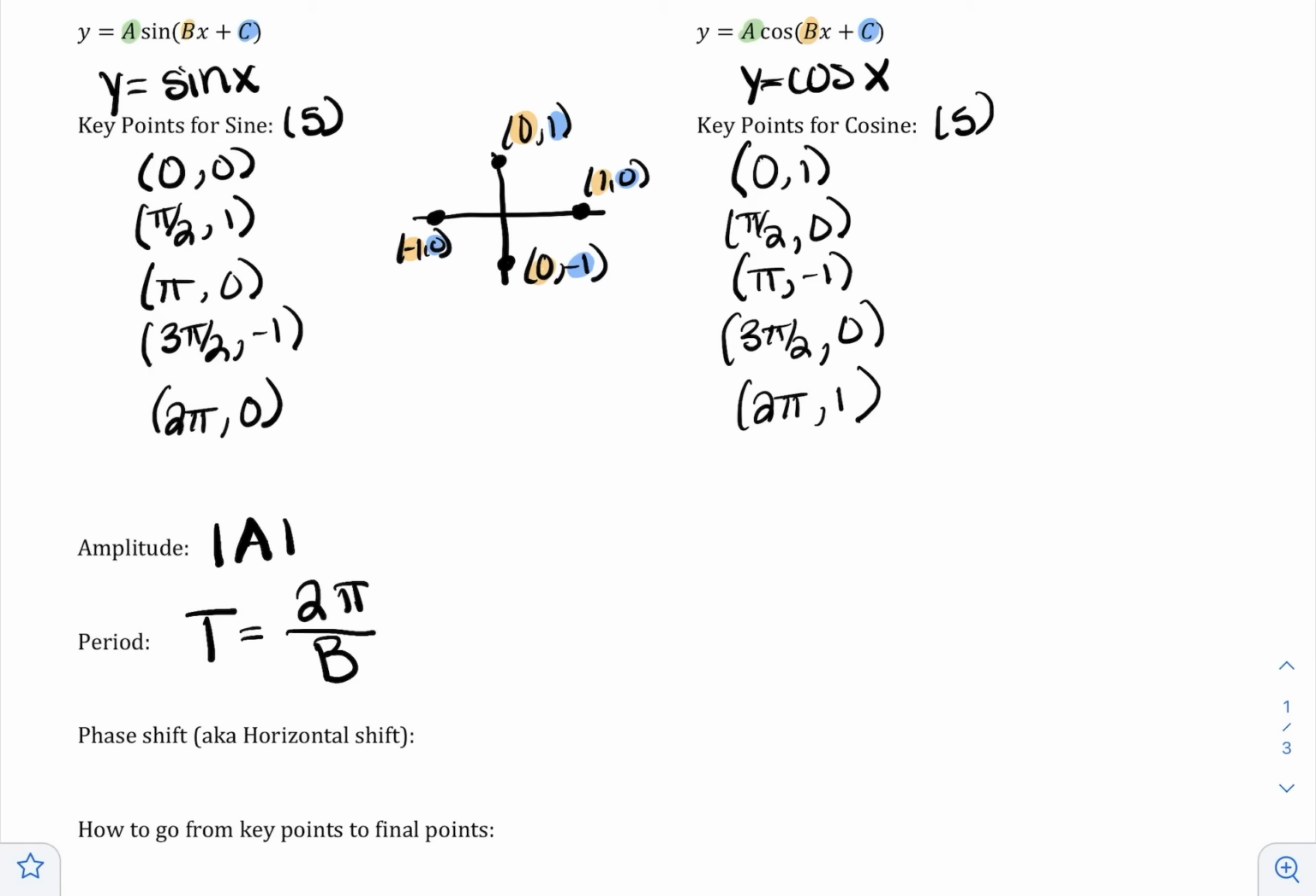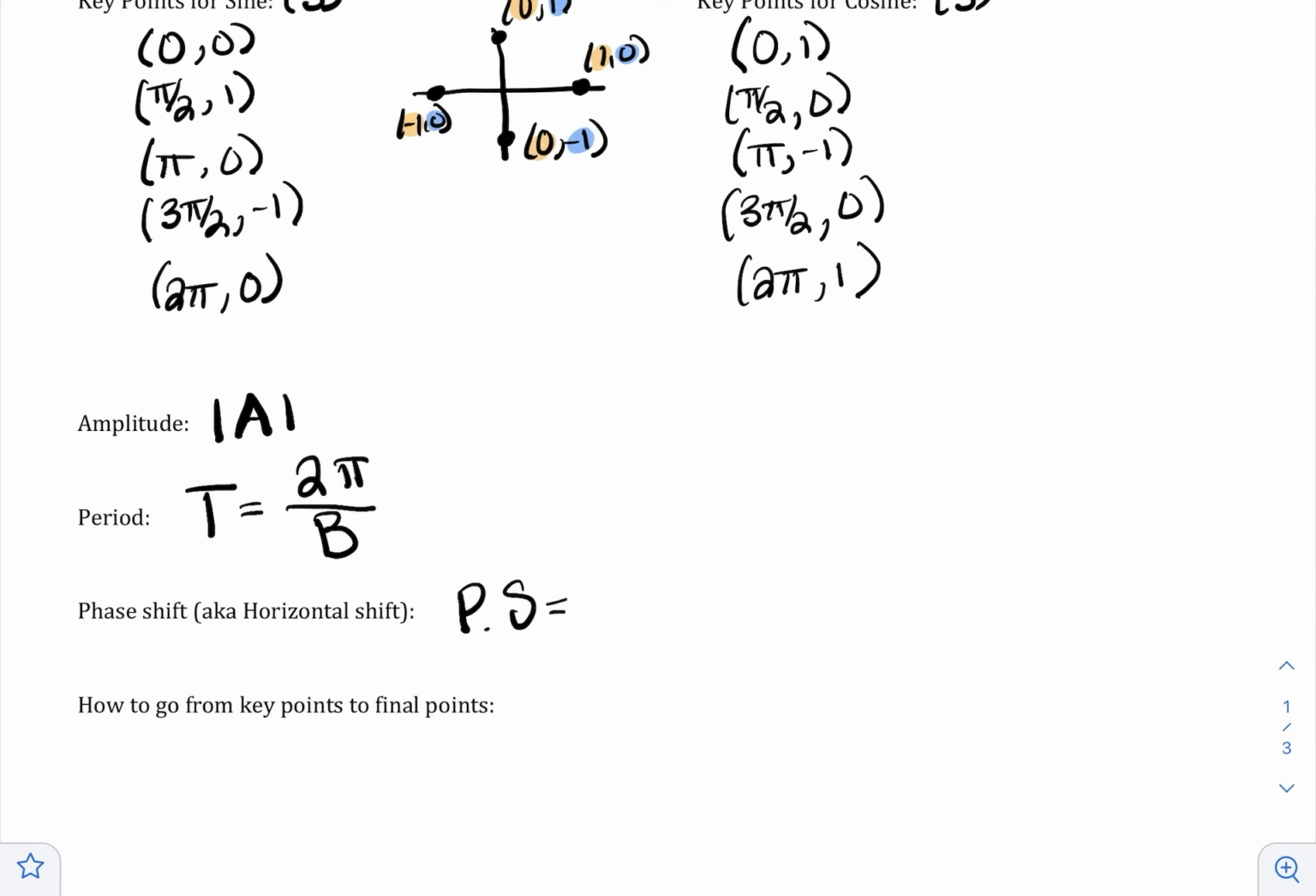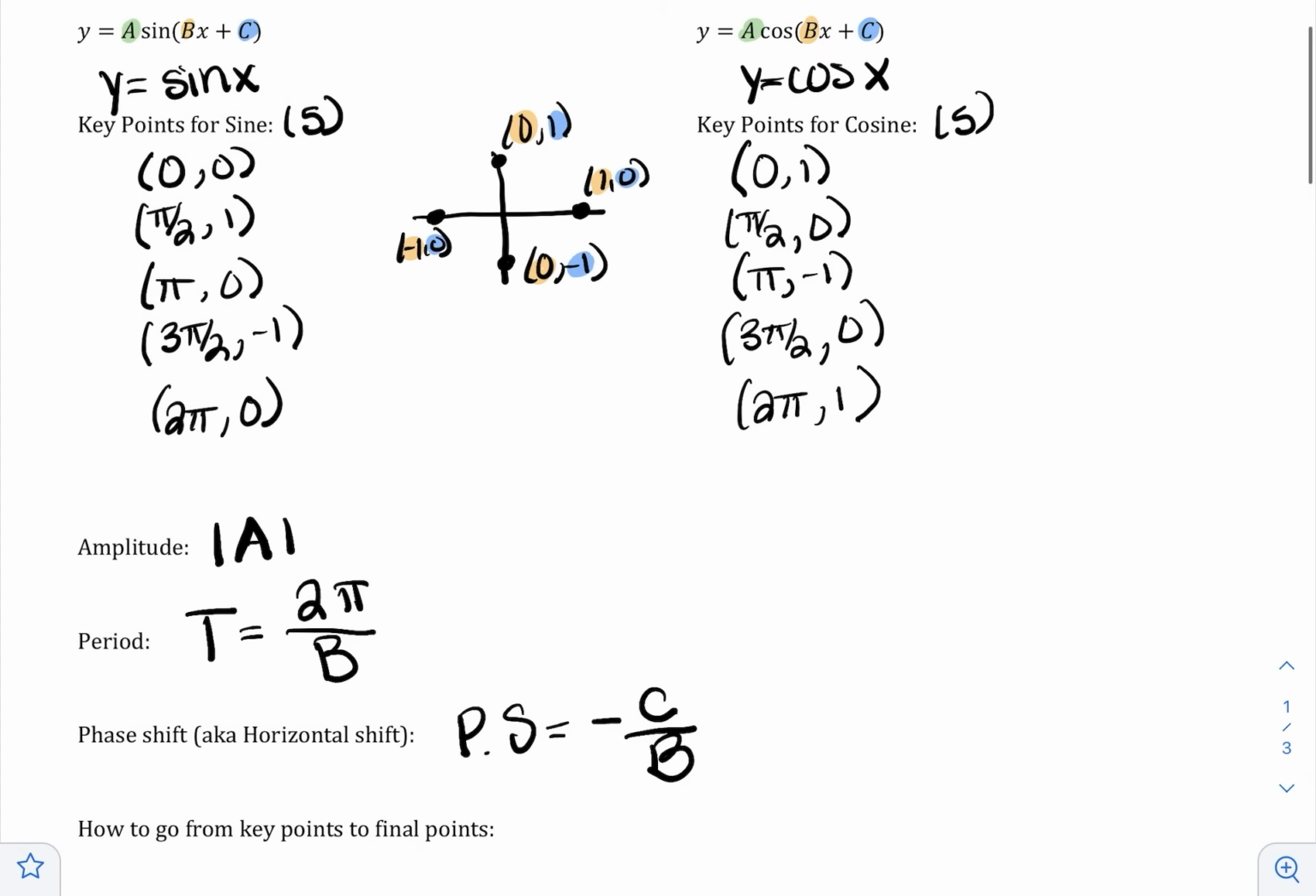And then you have a phase shift. Phase shift is the way that we call a horizontal shift in trigonometry. And the phase shift, which I'll call PS, the formula for that is -c over b. So if you take a look up here, c is the number that is inside the parentheses of cosine and sine, but it's being added or subtracted to the x. So if c is positive, in the formula you grab the negative version.